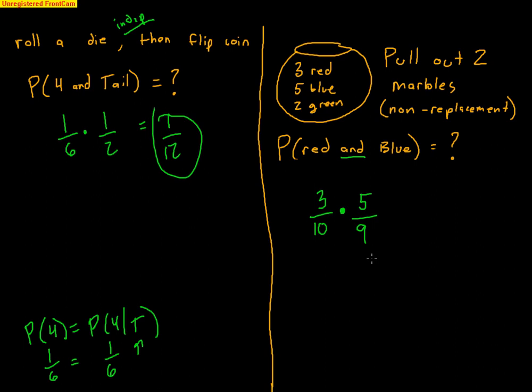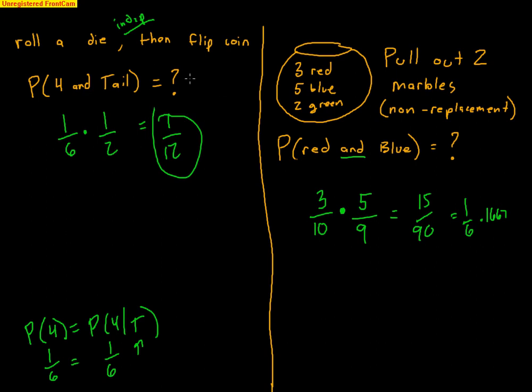So all I did was think about it. It wasn't very difficult. I just had to think about the fact that when I reached in that second time, the probability changed because of what happened the first time. So here I get 15 over 90, and 15 over 90 would reduce to 1/6 or 0.1667. So you get the idea.